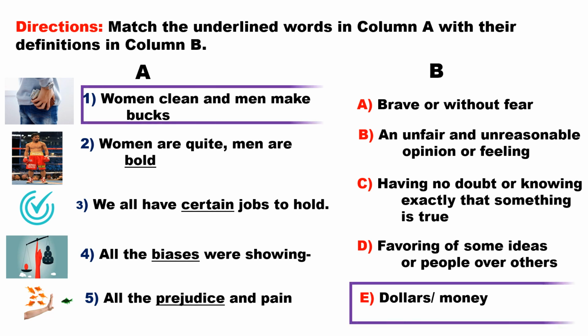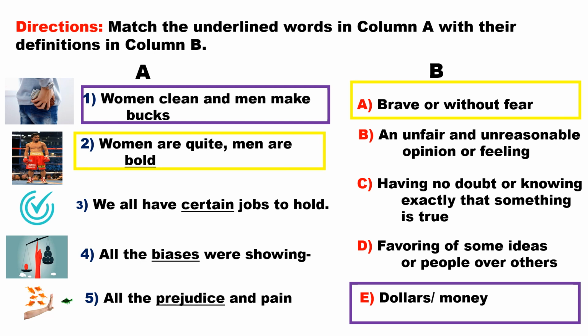For number 1, bucks means dollars or money. So you've got the correct answer. If you've got the correct answer, congratulations. If not, congratulations. Now you know the answers. For number 2, women are quiet, men are bold. The meaning of bold is brave or without fear. That is why I am using the picture of Manny Pacquiao, because he is such a great example of being brave.